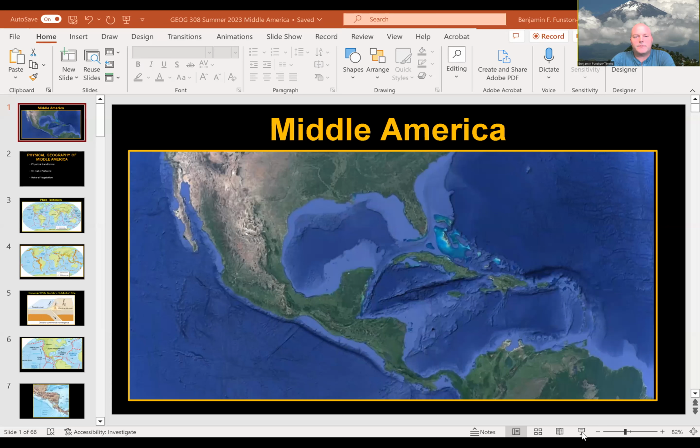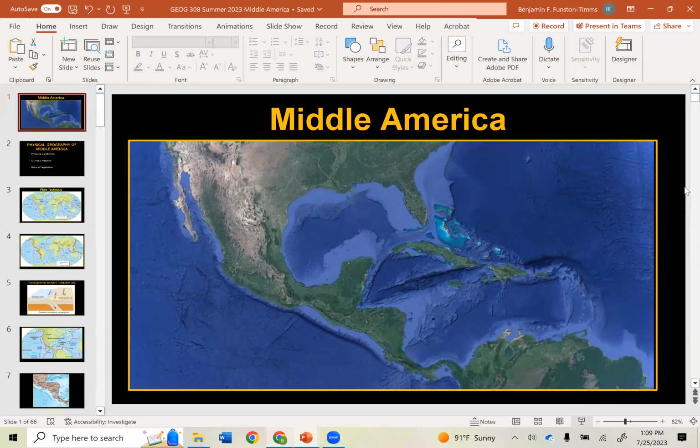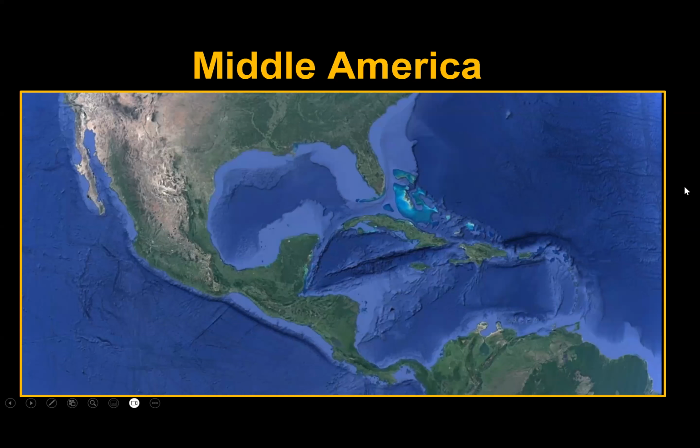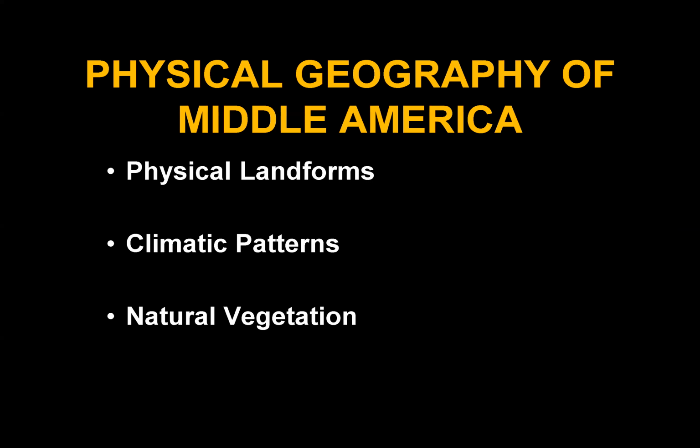All right, I'm sharing my screen for my lecture notes, which are available, of course, as well online. So this is Middle America, and basically it stretches from Mexico all the way down to Panama. And it's our neighbors next door, and we have a lot of influence and interaction with people from this region, and so it's going to be very exciting. So we're going to do physical geography of Middle America, and we'll talk about some of the landforms, climates, a little bit of our natural vegetation as well.